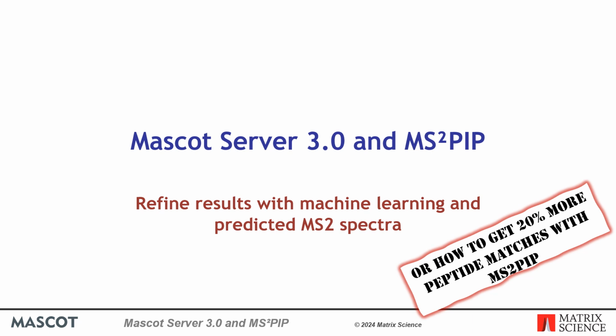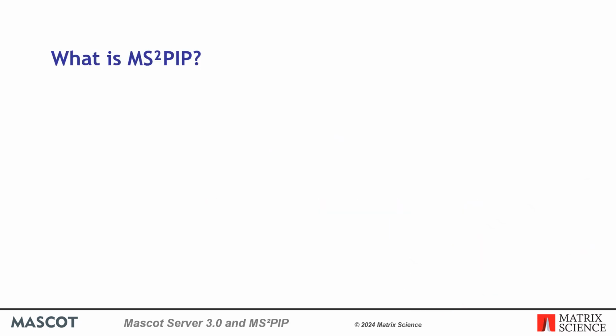In this presentation, I'm going to give an overview of the MS²PIP peptide spectrum predictor and how it is used with Mascot server. So, what is MS²PIP? It is one of the components of the MS²RESCORE pipeline, integrated into Mascot server version 3.0. The other component in the pipeline is DeepLC, which you can hear about in other videos.